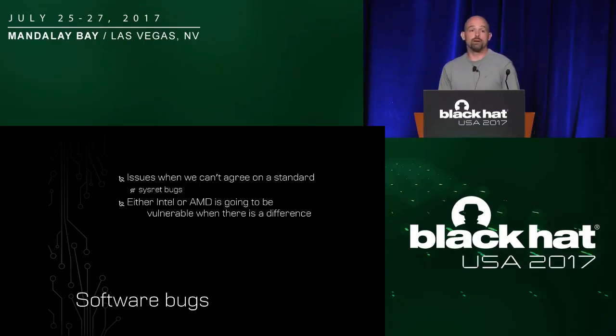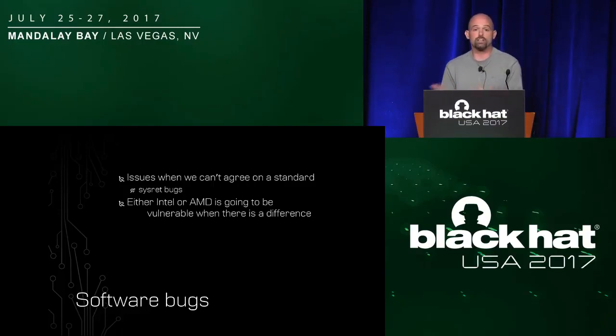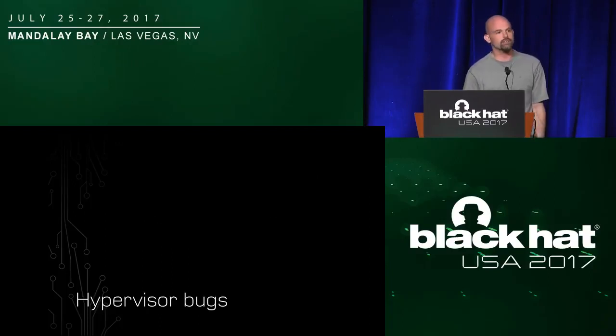So you might think, well, why don't we just update all of our tools to support the correct or the more common Intel behavior? Since Intel's 95% of the market share, let's just go with what Intel does. Well, the problem is either Intel or AMD are going to be vulnerable because of this difference. There's no winning here. And I think it really just shows how impractically complex this architecture is when tools can't just process or parse simple jump instructions correctly.